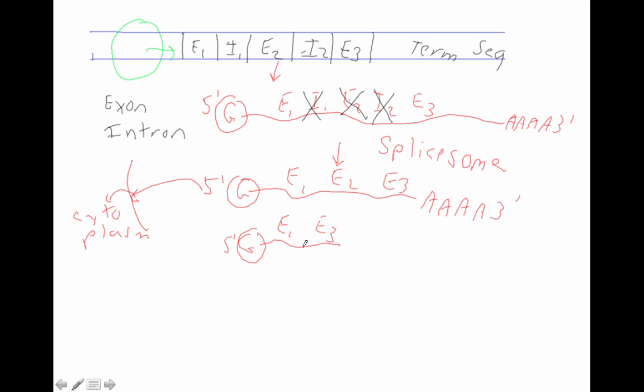We still have a 5' G cap and we still have our poly A tail. The only difference is we have removed this exon. And what this has allowed our cells to do is to produce 2 proteins from the same messenger RNA. We get more bang for the buck, so to speak. Now, why is this important?